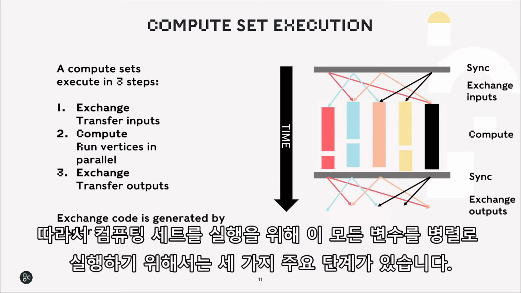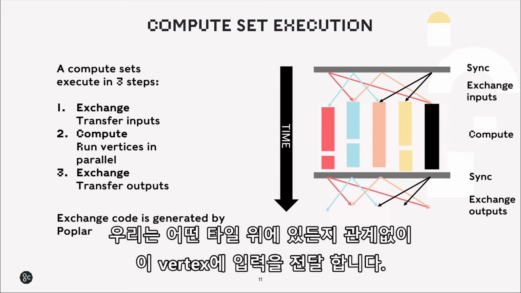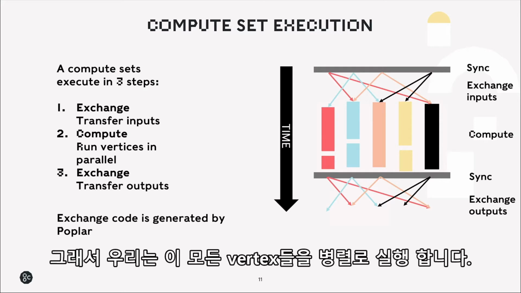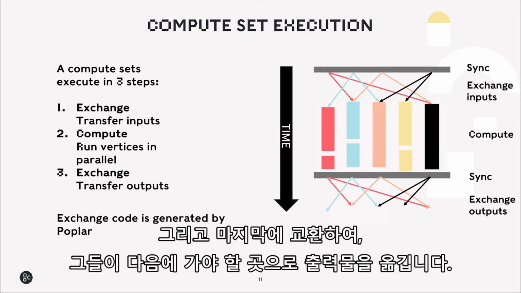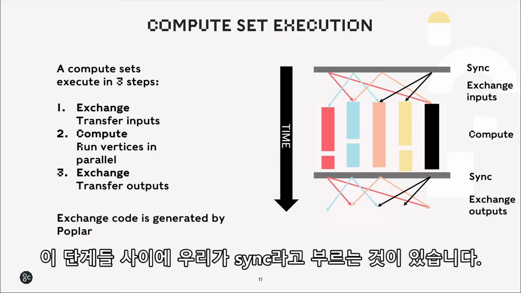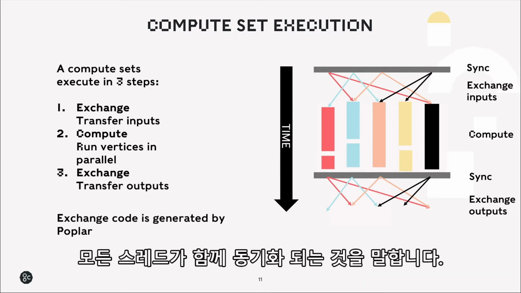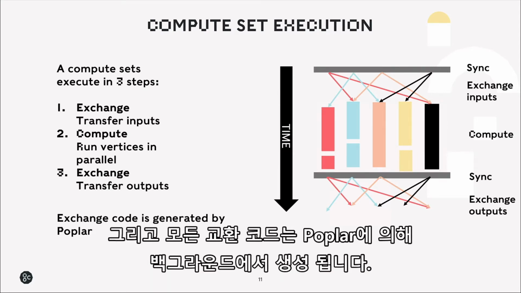So to execute our compute set, so to run all of these vertices in parallel, there are 3 main steps. First, there's an exchange, so we transfer the inputs to these vertices from whatever tile they're on. We perform the computation, so run all these vertices in parallel, and then we exchange at the end to transfer the outputs to wherever they need to go next. In between these stages, there's what we call a sync. So a sync is where all of the threads synchronize together to make sure that they've all finished before performing the next stage. And all of this exchange code is generated in the background by Poplar.